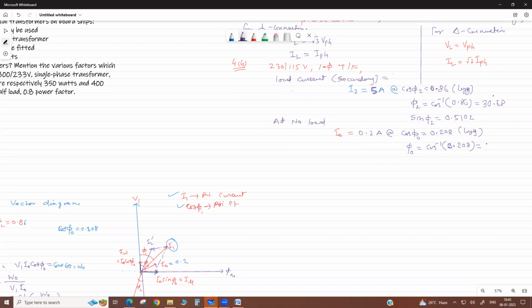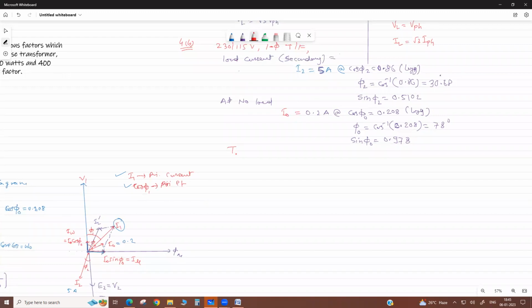It is 78 degree. Then the sine of this angle, we can write sin phi naught, comes 0.978. Okay, dear.